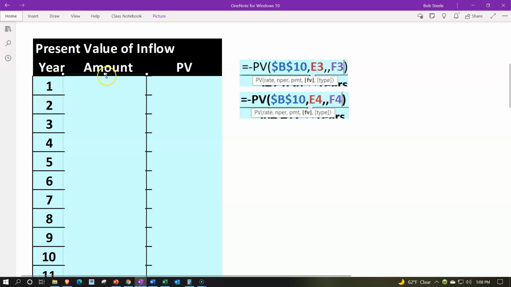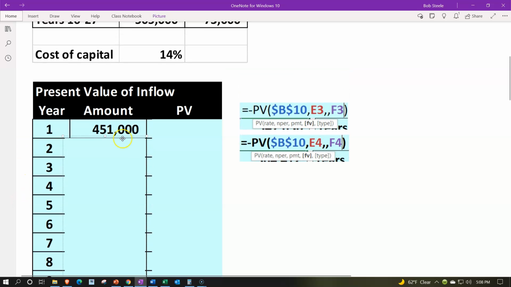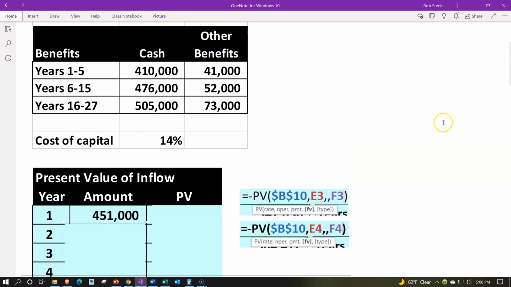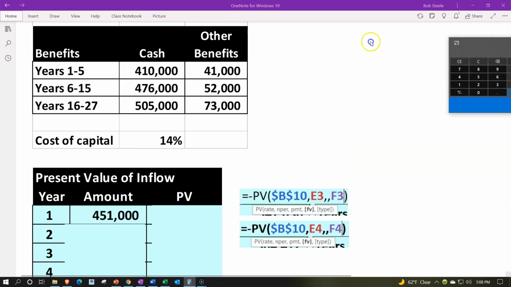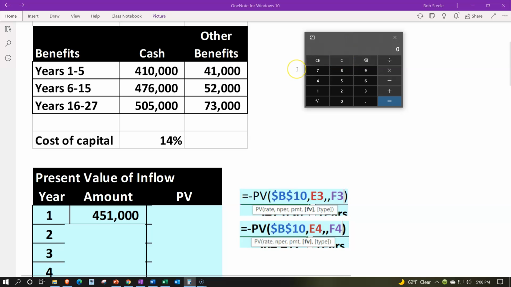Then we're going to say that we're going to have the amount that will be in year 1. So year 1, we're expecting to get, let's pull over the trusty calculator. So I'm going to pull up the 410,000 from years 1 through 5, plus the 41,000 of the synergistic gains. That's going to be the 451,000.